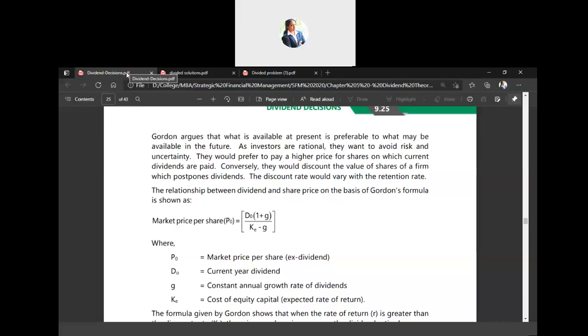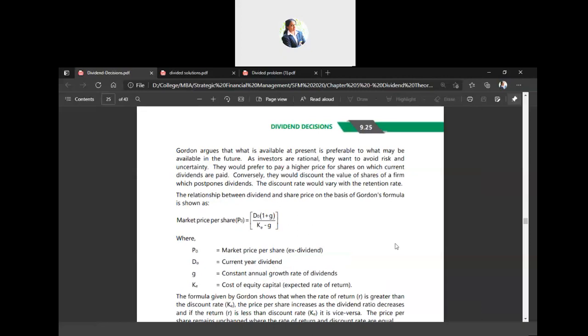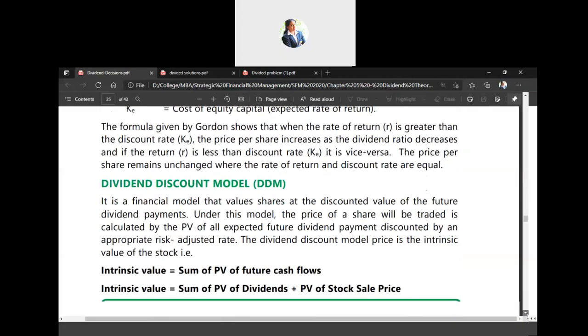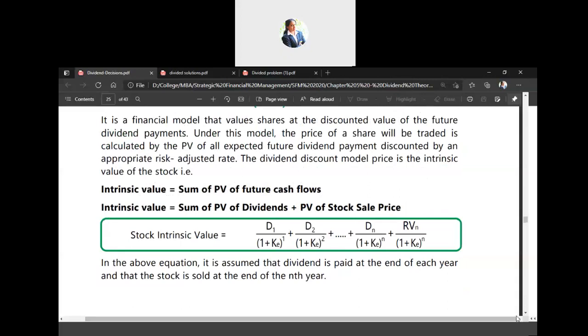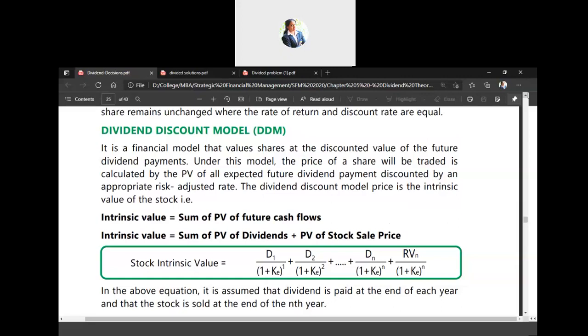Then speaking further, there is one more thing called the dividend discount model or DDM. Now when we use such a model, the use is that it will always evaluate the shares at the discounted value of the future dividend payments. That is to tell, it considers the future dividends that would be paid, and for such a share the current price shall be decided.